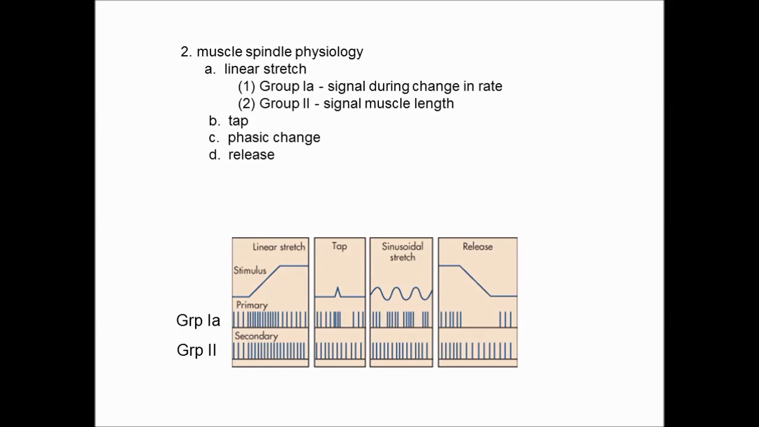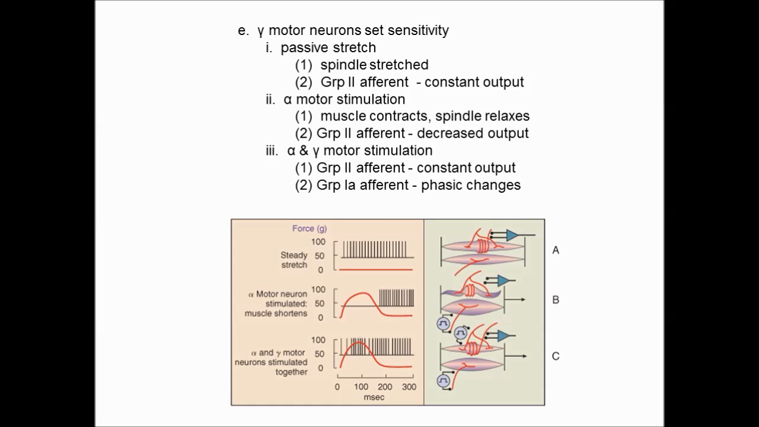Sinusoidal stretch, or stretch, relax, is again primarily received by 1A fibers. And a release is just the antithesis of a stretch: a decrease in output from 1A during the release and a decrease in rate of group 2 after the release. So anyway, we can keep track very specifically of what's going on in each muscle by information coming out of this very sensitive device. So what do the gamma motor neurons do in this situation?